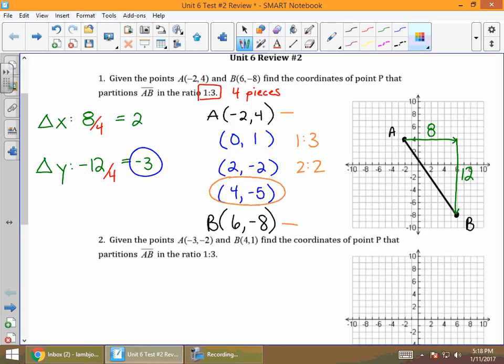This point down here has 3 points above it, 1 point below it. It's a 3-to-1 ratio. And then the last one is one of the points that I started with, and I don't give those ratios.